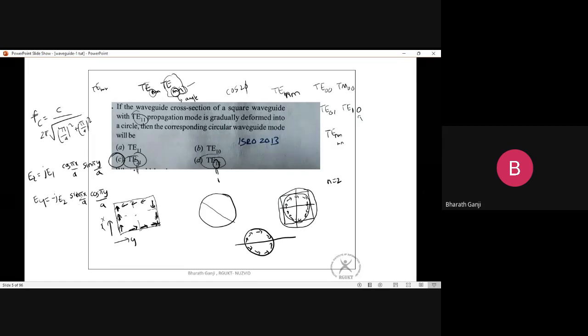So this is how you can at least guess the answer and solve it. It is basically a tough question. You need to have an idea regarding the field modes, what kind of mode patterns you have in a rectangular waveguide and all. So let's move on to the next question.